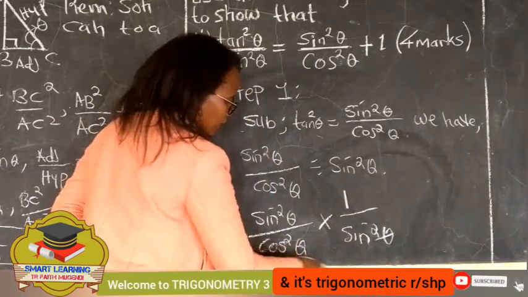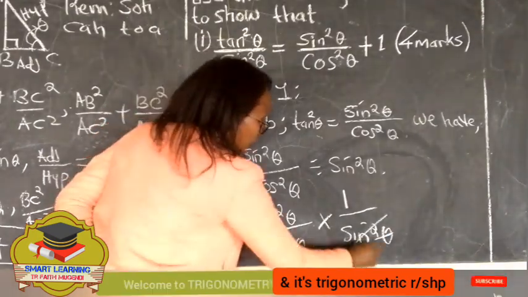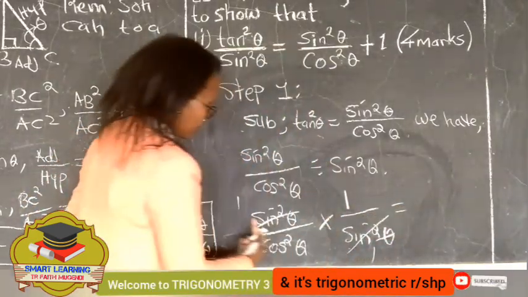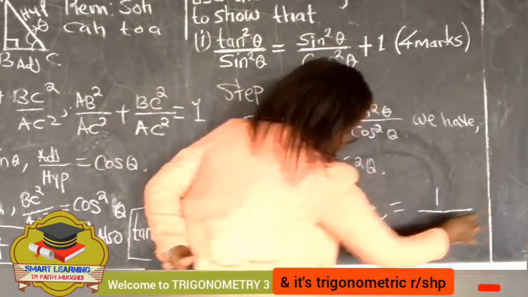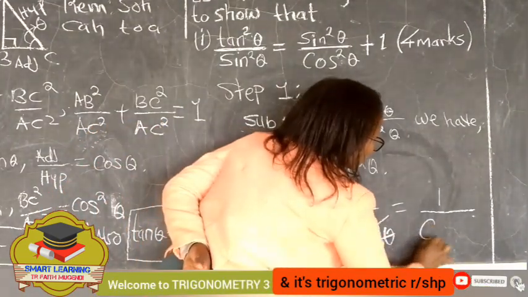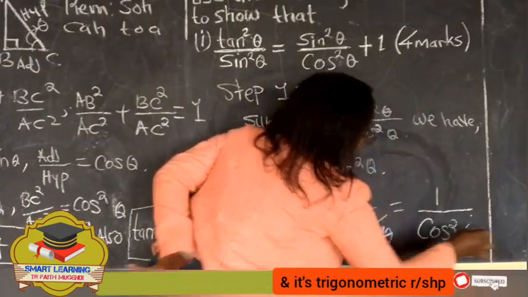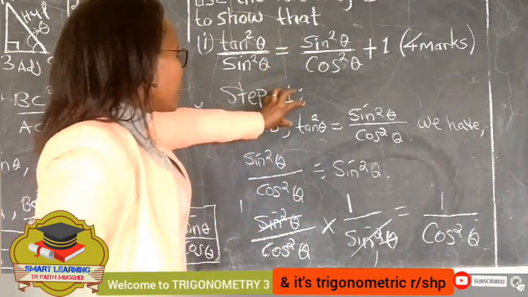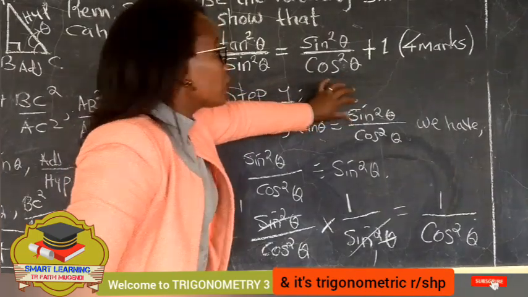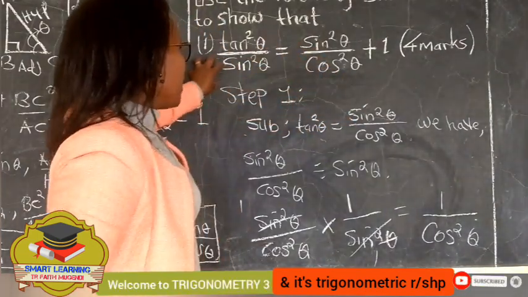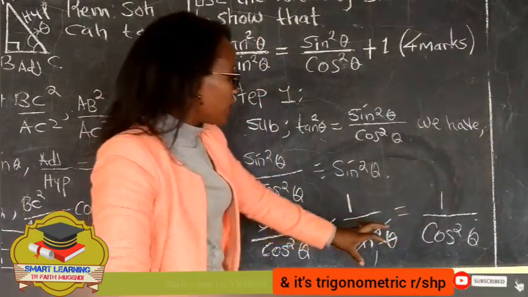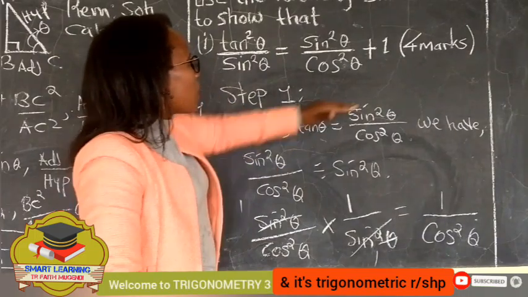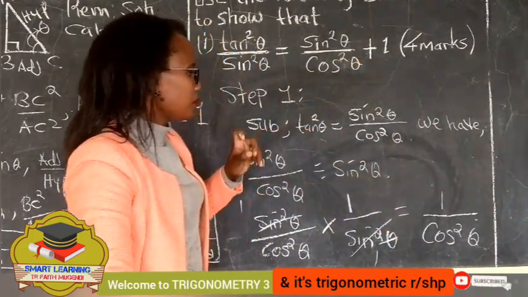So what we have now, because this looks like this, then we cancel by sine squared theta, 1 by sine squared theta. So we are left with 1 times 1 is 1 all over cos squared theta times 1 equals cos squared theta. Now after doing that, don't go to another step before you look at the right hand side that you want it to be identical with the left hand side. And now because we have simplified our left hand side to 1 over cos squared theta, we want to ask ourselves, how can we make this one look like this?